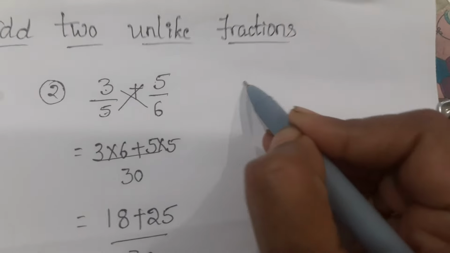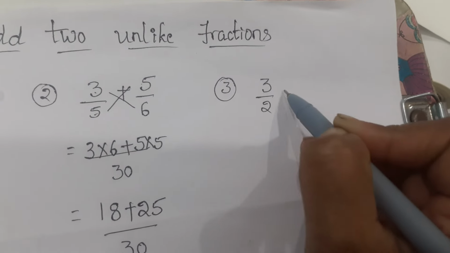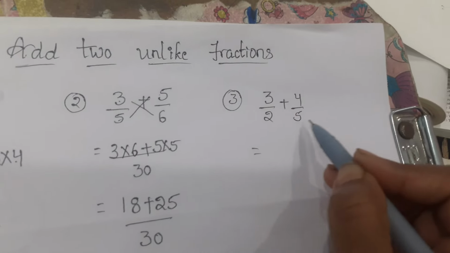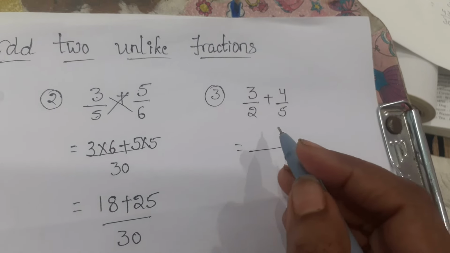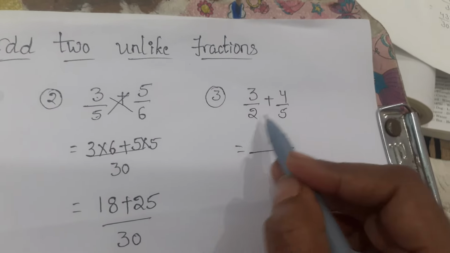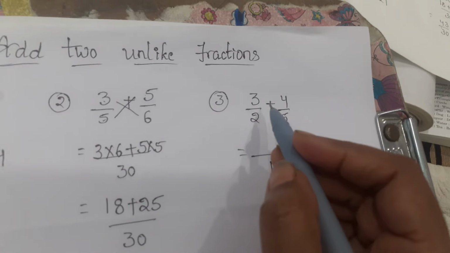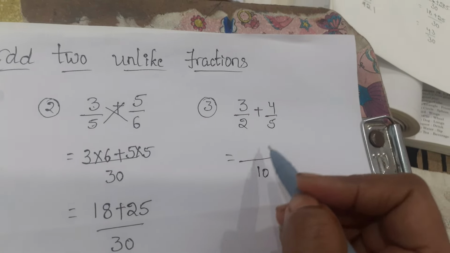Observe third one. Here, first fraction is 3 by 2 and second fraction is 4 by 5. Here also these two denominators are different. That's why you have to multiply and write it as a denominator. 2 into 5, that is equal to 10. Write as a denominator. Next, after that, you have to cross multiply and write it as a numerator.